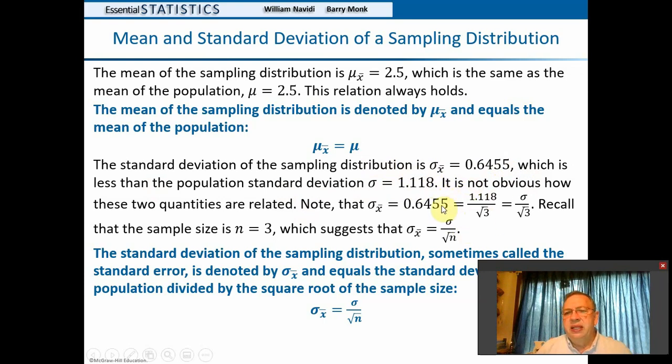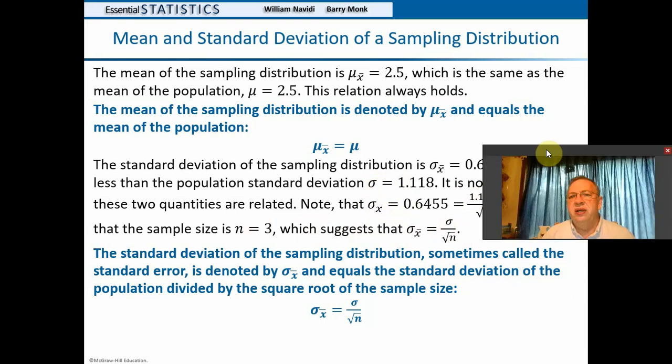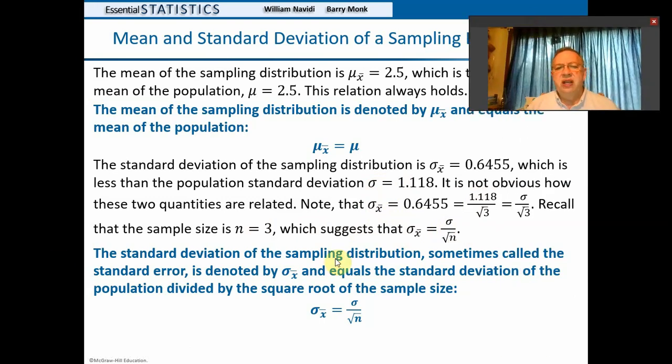So it turns out that the standard deviation of the population and the standard error, or the standard deviation of the sample means, are related by sigma over the square root of n, which is the sample size. So here's the formula: sigma divided by the square root of n. The standard deviation of the sampling distribution, sometimes called the standard error, is denoted by sigma x bar and equals the standard deviation of the population divided by the square root of the sample size. So that's how they're related.